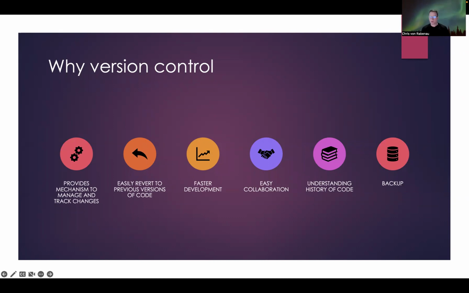And then lastly, when you have a version control system, you've got a backup mechanism, because however it's set up, you've got a way to back up your code either remotely or in another repository somewhere in your environments. So these are the top level concepts behind version control.